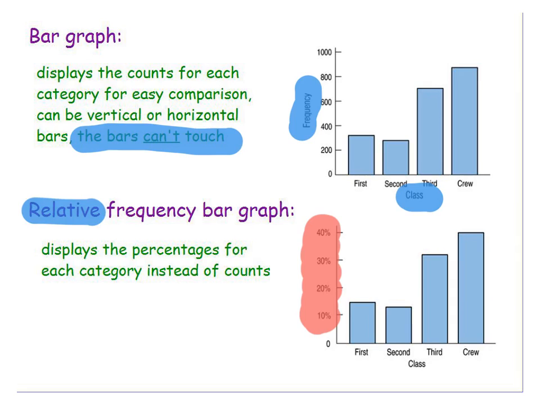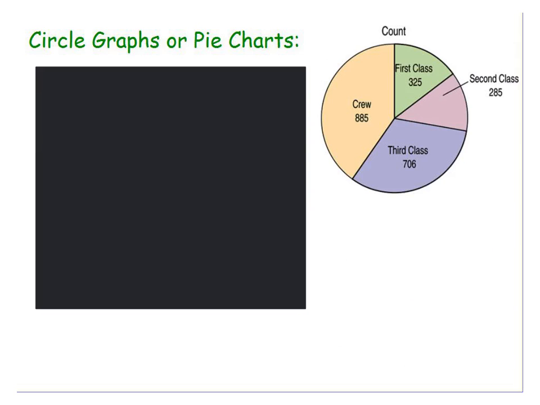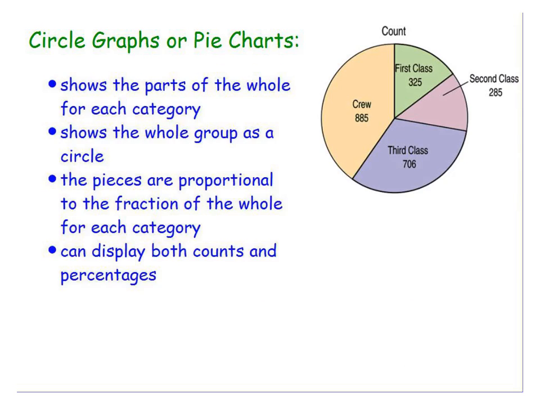So let's take a look at our next type of graph. That's a circle graph. So a circle graph is a great way to show the parts of the whole for each category. The circle represents the whole group, and then each piece is proportional to the fraction of the whole for each category. Make sure that when you're making a circle graph, you have labels like first class, second class.